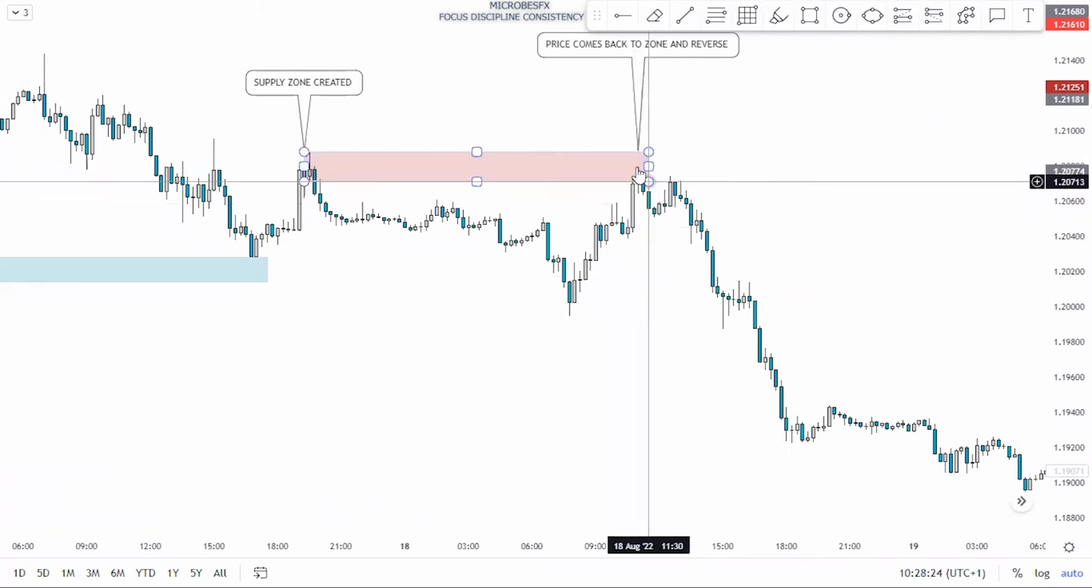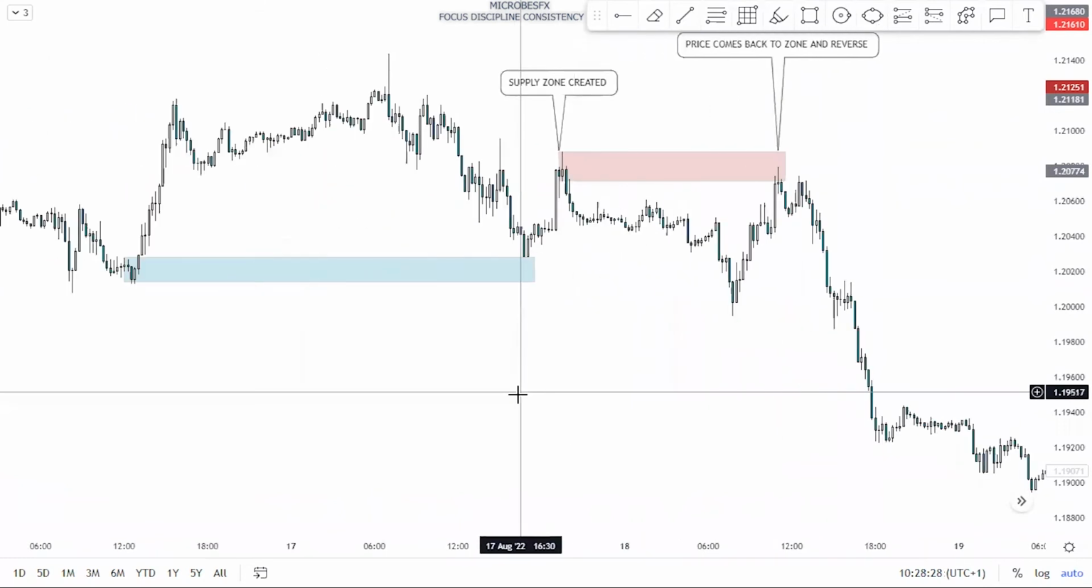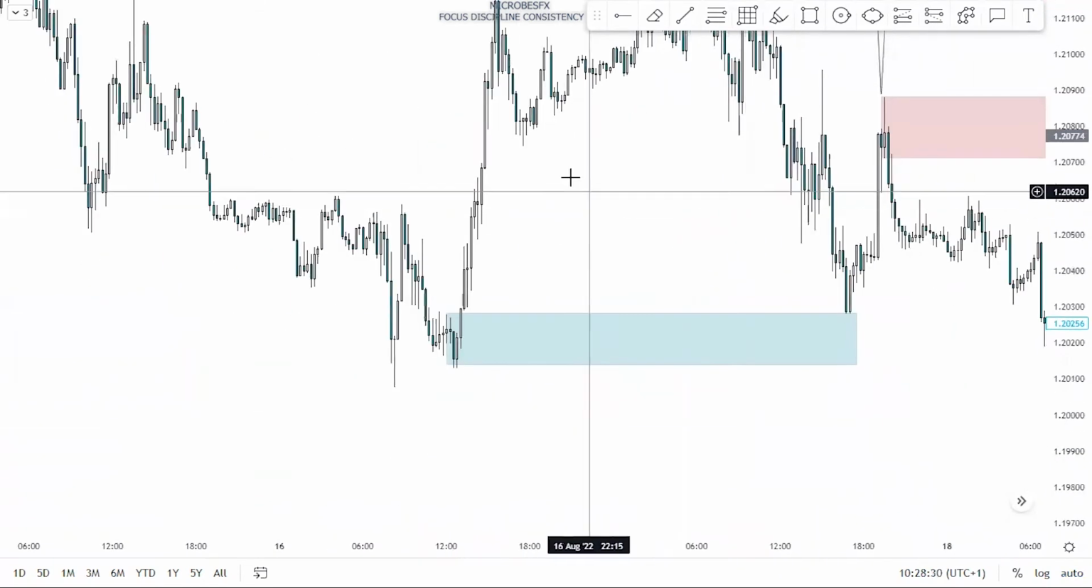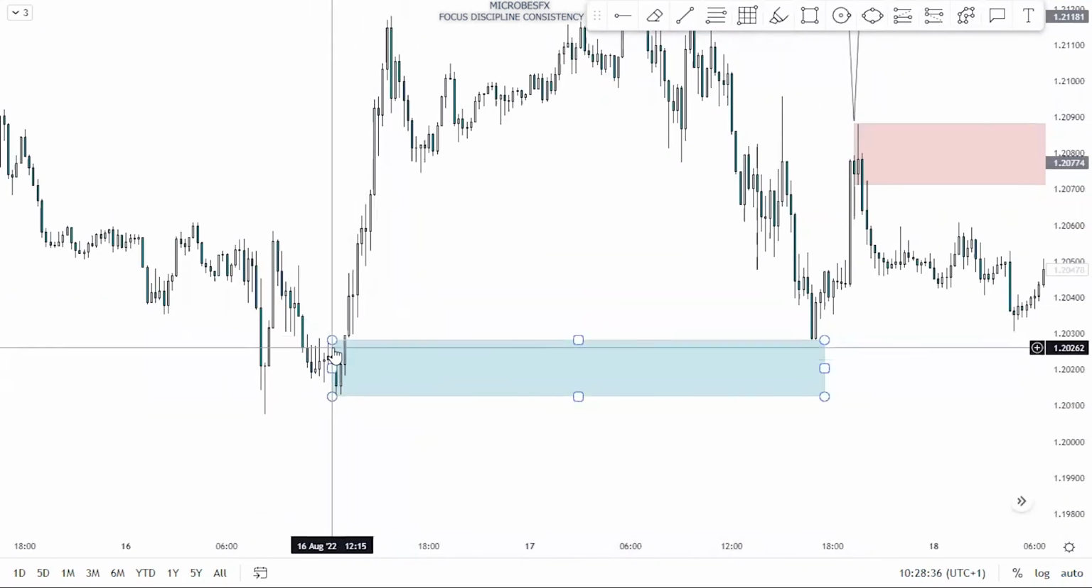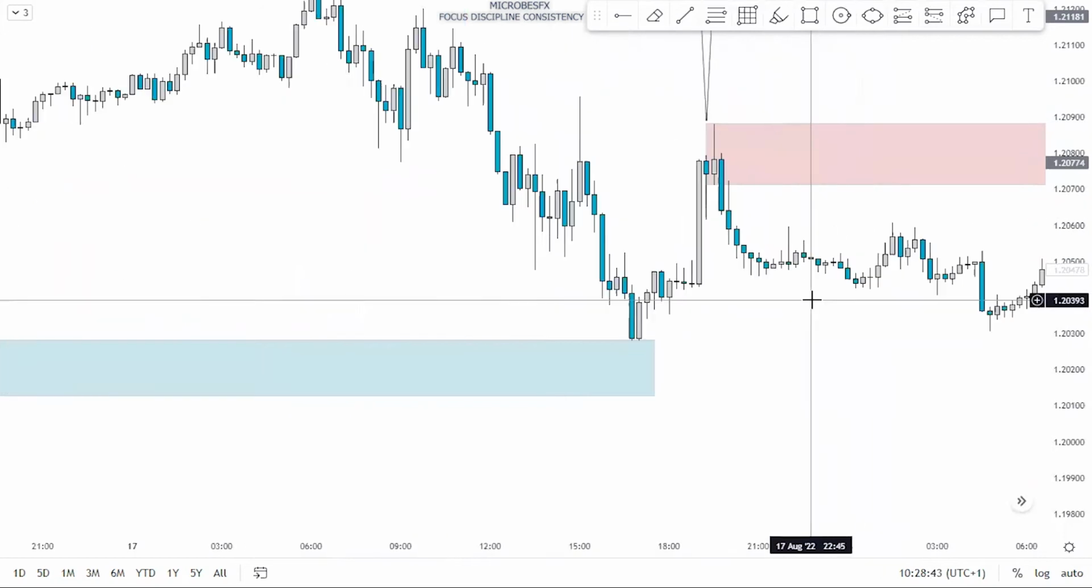And then price came exactly to this demand zone, to this supply zone, sorry, and then it dropped off massively. Same thing happened as well here. Here, a demand zone created. Price came clearly to the zone, just barely hits it, and then pushed to the upside.